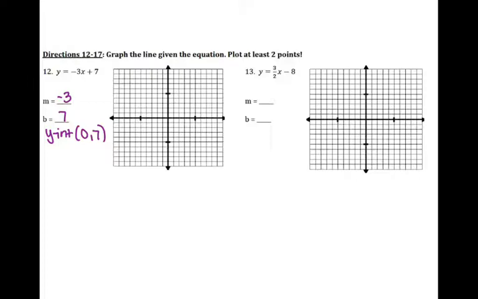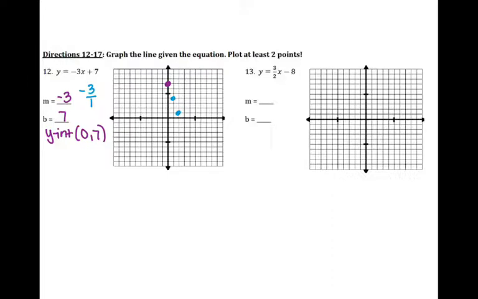You're always going to begin at your b. So I'm going to start by plotting 0, 7. So there's my first point. And then I'm going to use my m to move. Okay, so my slope is -3. I can write that as -3 over 1. So that means from my b, I'm going to go down 3 to the right 1. Down 3 to the right 1.